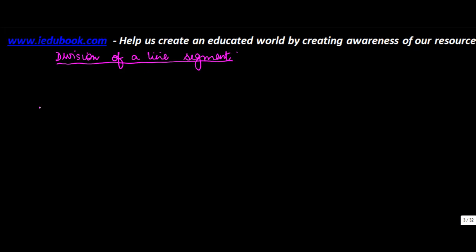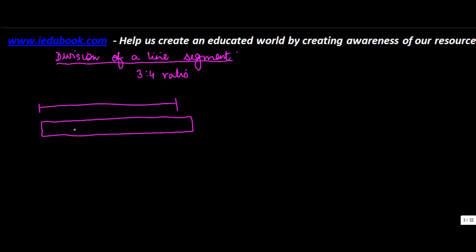Now, let's have a situation where you are given a particular line and you are told to divide this line in 3:4 ratio, right? So what will you do? You will immediately take out a ruler and measure this length. Let's say the length of this comes to 14 centimeter. Okay. Now you have to divide it in a ratio of 3:4.